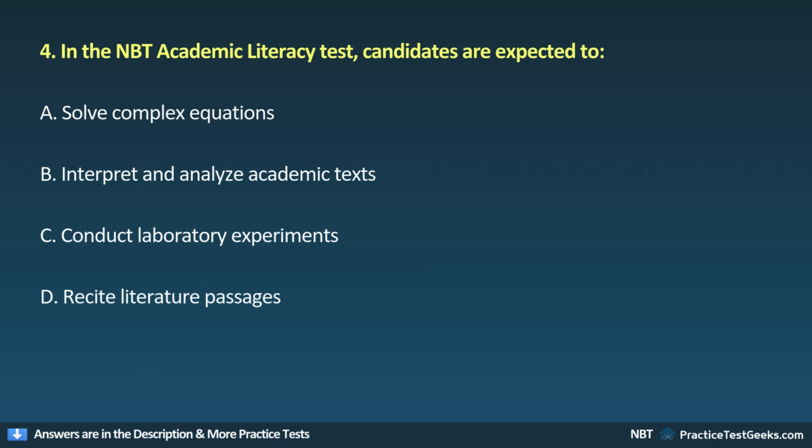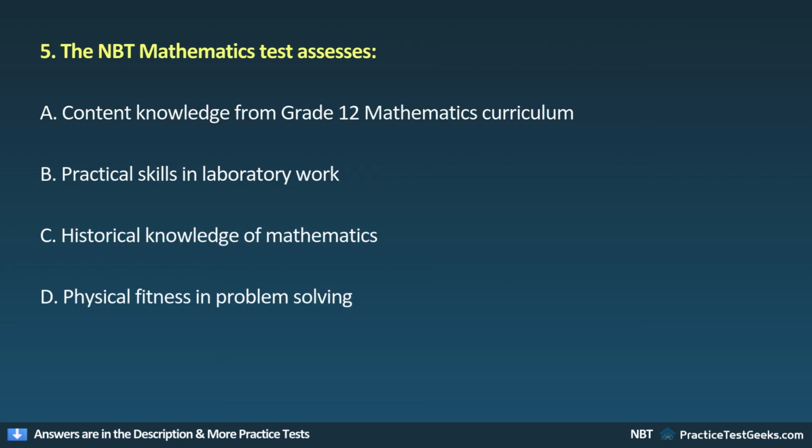4. In the NBT academic literacy test, candidates are expected to A. Solve complex equations. B. Interpret and analyze academic texts. C. Conduct laboratory experiments. D. Recite literature passages.